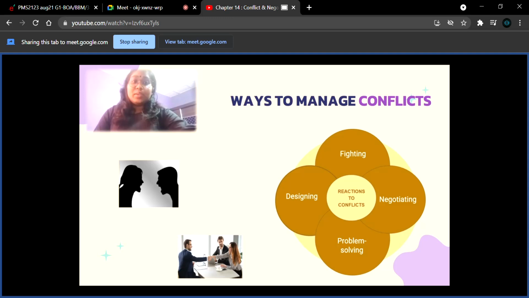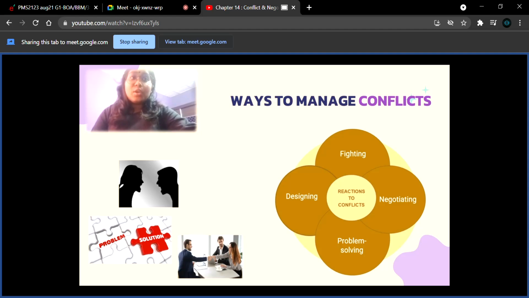Negotiating takes place within the existing situation and does not involve problem solving or designing. Third party roles are very important in bringing the conflicting parties together or finding some common ground for negotiations. The third one is problem solving, which involves identifying and removing the cause of the conflict so as to make the situation normal again.